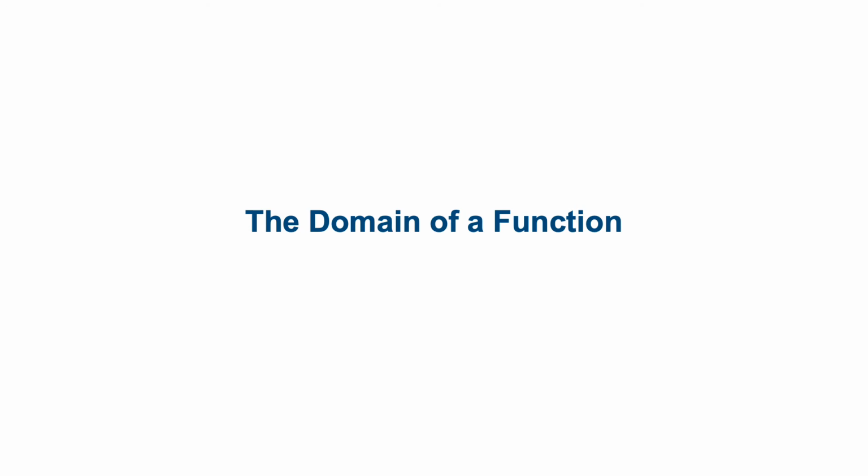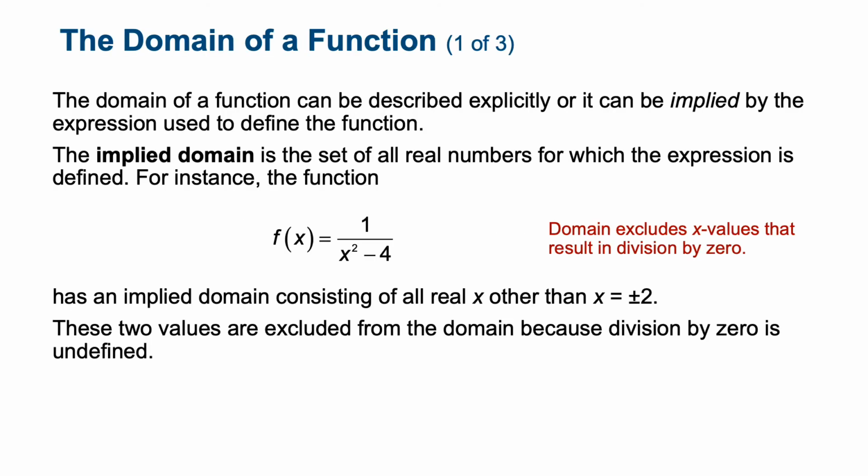All right, the domain of a function. The domain of a function can be described explicitly, where I just tell you what it is, or it can be implied by the expression used to define the function. So what's the implied domain? It's basically the set of all real numbers, remember: negatives, positives, decimals, fractions, irrationals, for which the expression is defined.